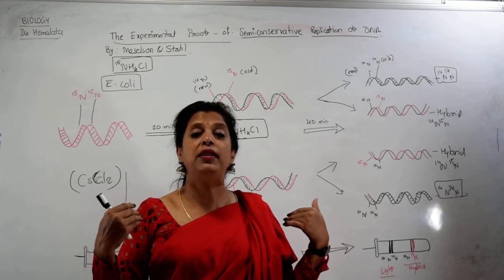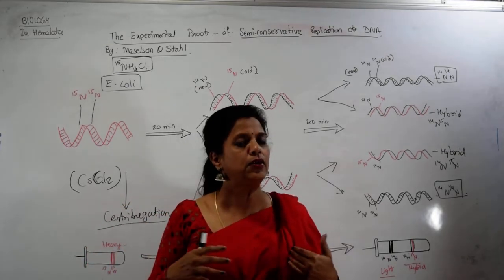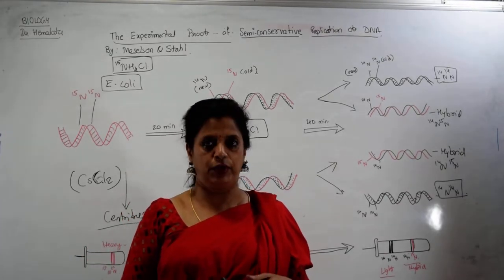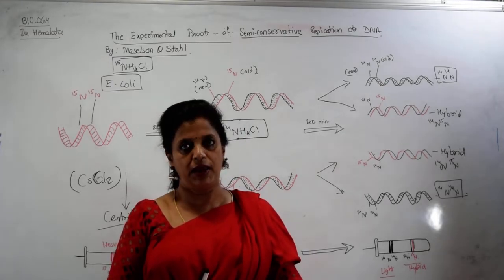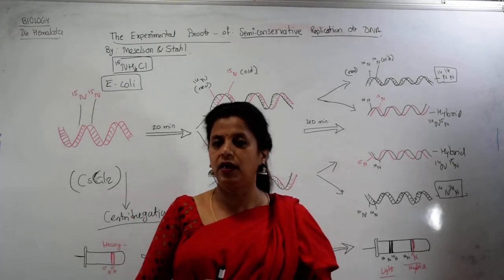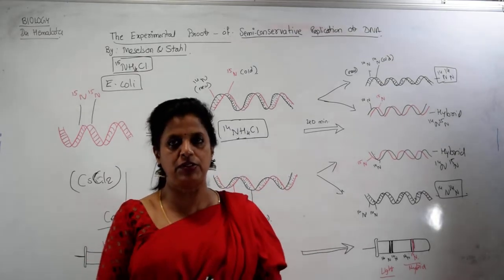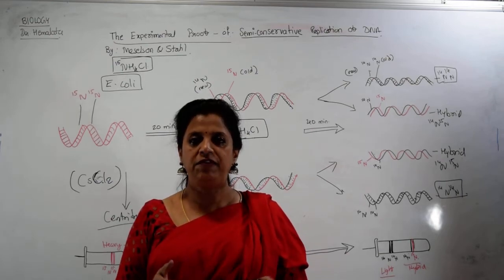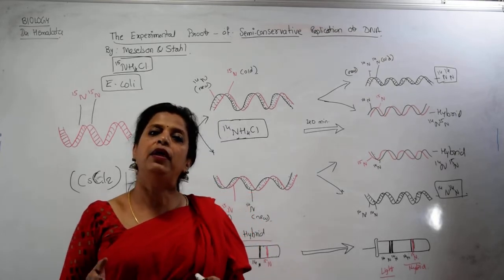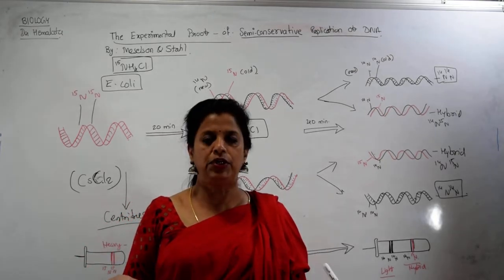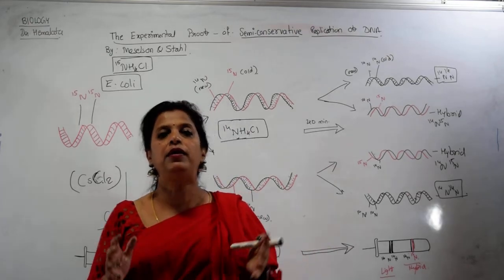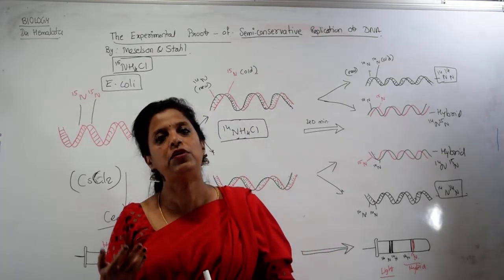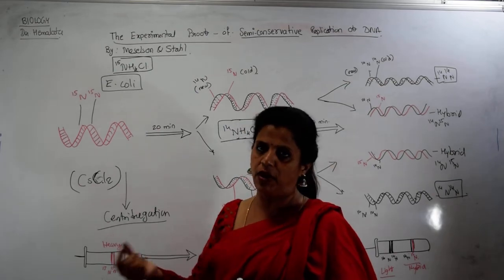But when you write this, this is the proof. You have to use the labeled nitrogen bases. They are not radioactive labeled, they are the heavy nitrogen bases. N14 is a light one, N15 is a heavy one. So by growing the complete E. coli bacteria for many generations in the heavy nitrogen base N15 NH4Cl, all the bacterial culture contain only N15 containing DNA. All the strands will have N15. When you centrifuge it, you can clearly observe the heavy bands formed at the base.